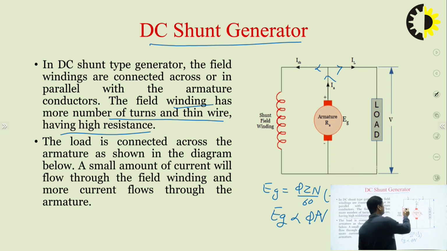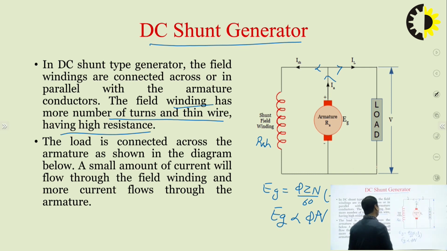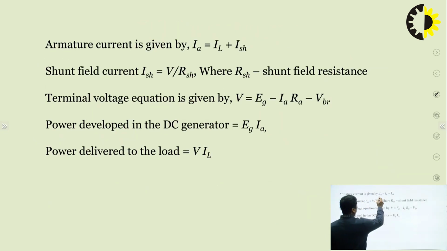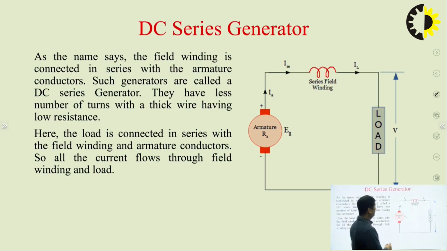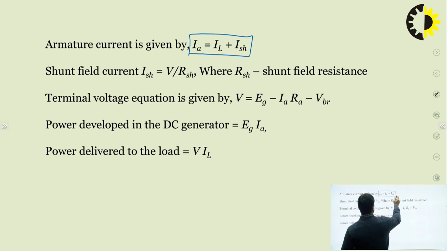The current is small because the resistance of this winding is high. Suppose it is RSH; the resistance is large, so a small current flows through it, and the current through the load will be more. So if we write the voltage equation, IA is equal to ISH plus IL. The current goes from the armature to the field and the load. So IA is equal to this.